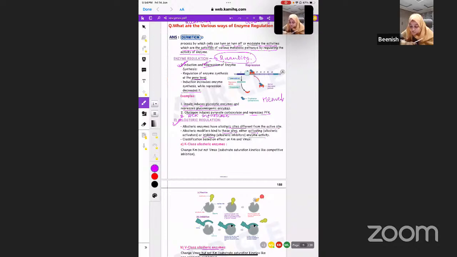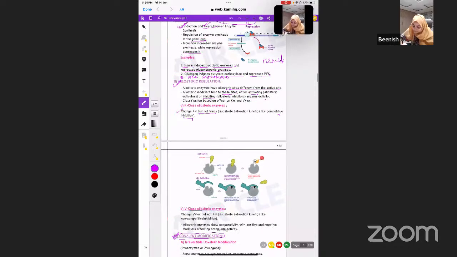So what is a K class allosteric enzyme? They change Km but not Vmax. Substrate saturation kinetics are like competitive inhibition. And your V class allosteric enzymes, what are they? They change Vmax but not Km. So substrate saturation kinetics are like non-competitive inhibition.